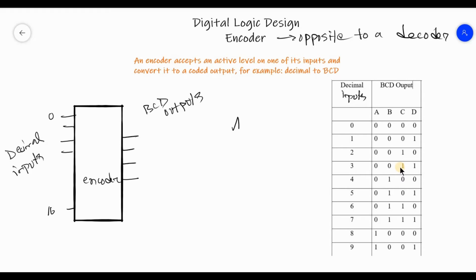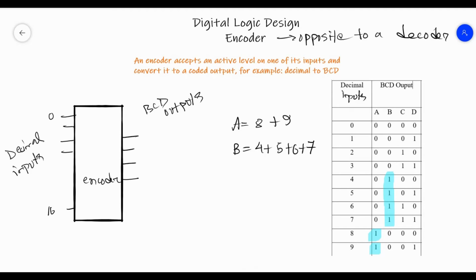For example, let us see for A. In case of A, you can see that A gives output of 1 only in case of 8 plus 9. So whenever the encoder is supplied with input 8 and 9, its A will give output 1. So moving on to the output B, it will give one output for 4 plus 5 plus 6 plus 7.